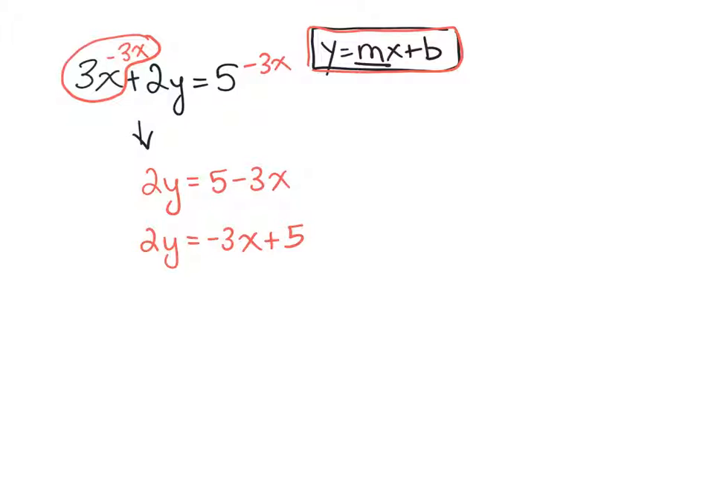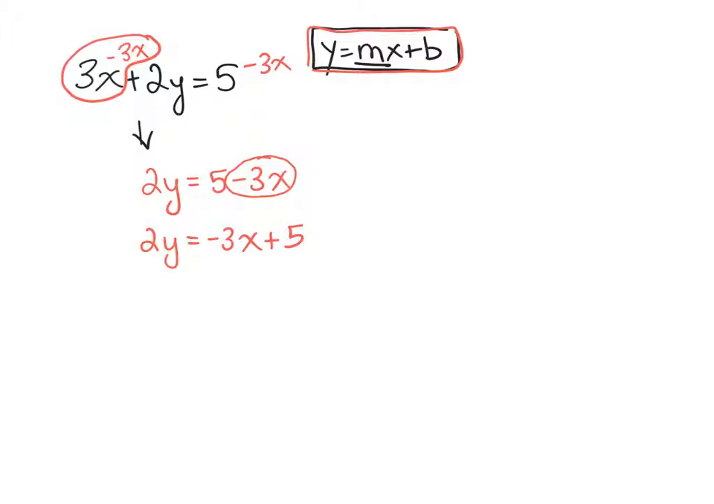Because now it's in the correct order. The x is first, then the numbers. When you're moving things around, the sign in front of the term has to stay with it. So the negative 3x stays together, and 5 is positive. You can assume it's positive if it has no sign in front of it. So that's what that looks like.